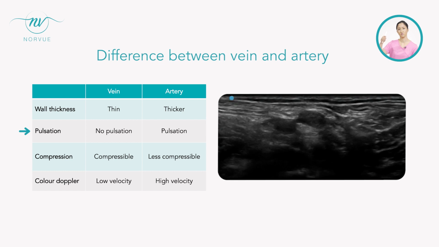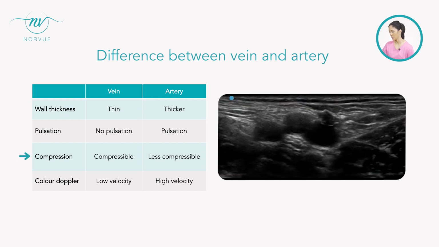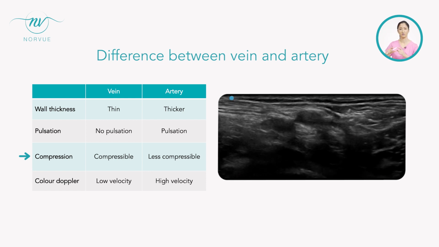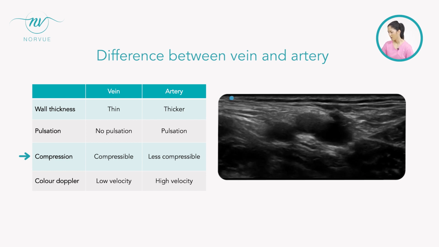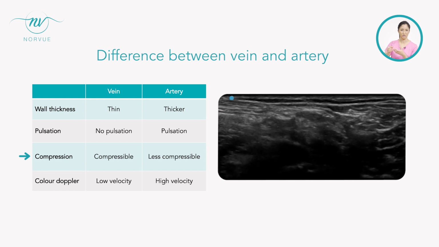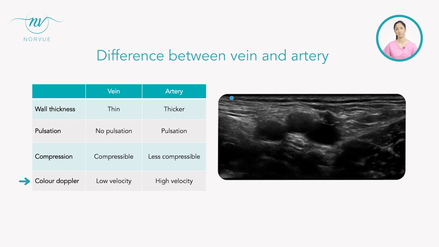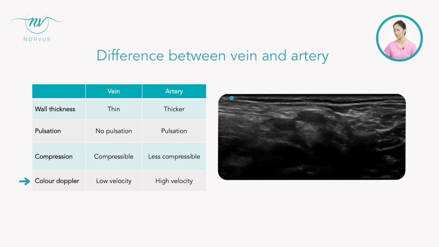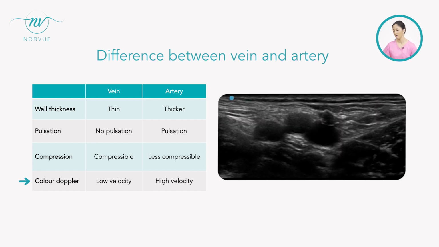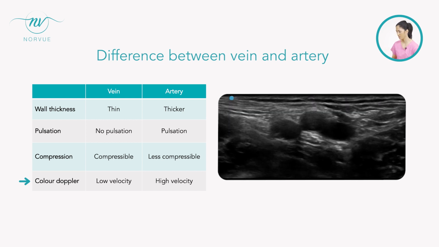If you try to compress the blood vessels, you will see that the vein is really compressible because the wall is really thin. That's why the artery is less compressible, because the wall is thicker. You can also use color Doppler to look at the velocity in the vein and the artery. In general, the artery will have a high velocity compared to the vein, which has just a low velocity.